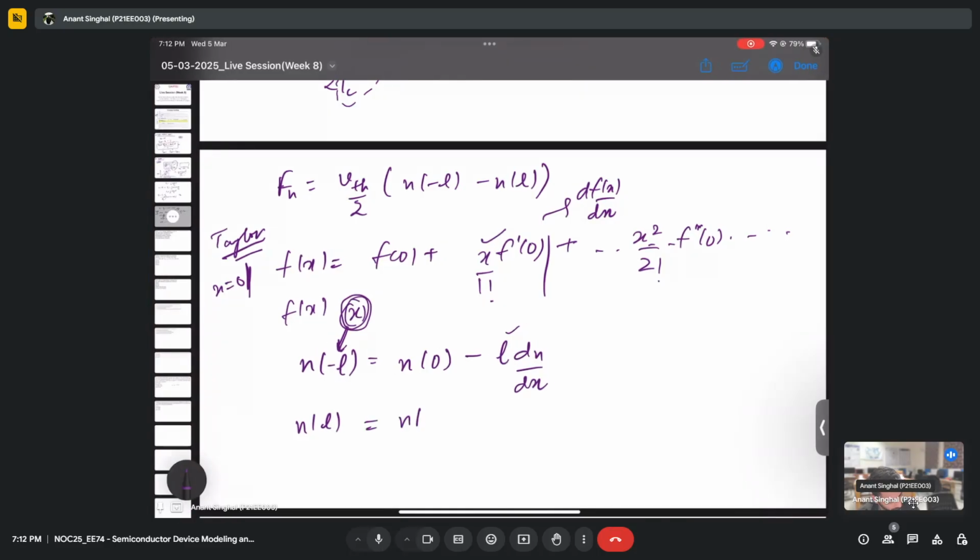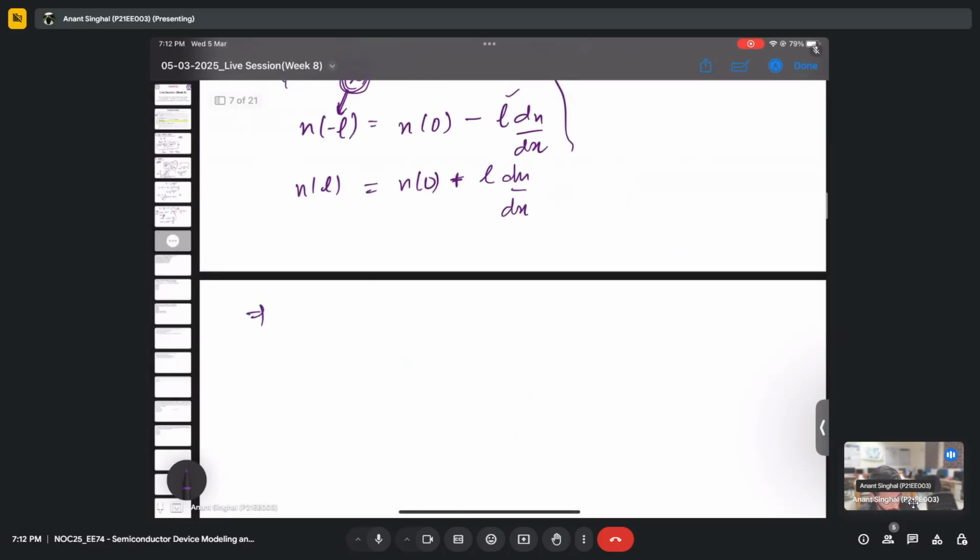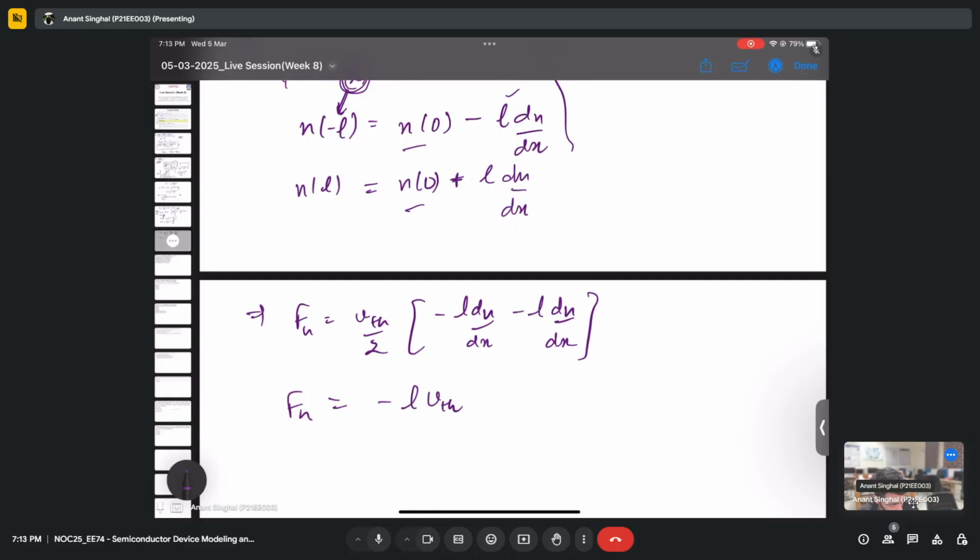Similarly, n at L will become n at 0, and there will be a change, that is plus L dn over dx. Right. So if I put these two things here, these two will cancel out because there is a subtraction in between, and the net flow of electrons will be Vth by 2. It will be minus L dn over dx, that is the first term, and again minus L dn over dx, because n0 and n0 will cancel out, so it will come out to be minus L Vth dn over dx.